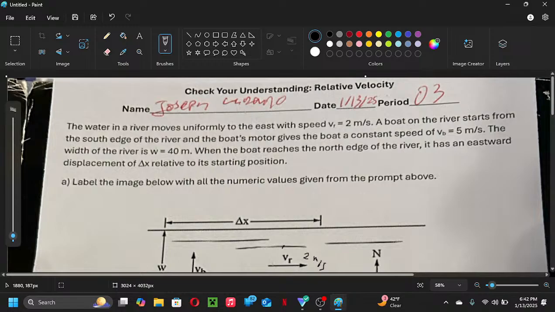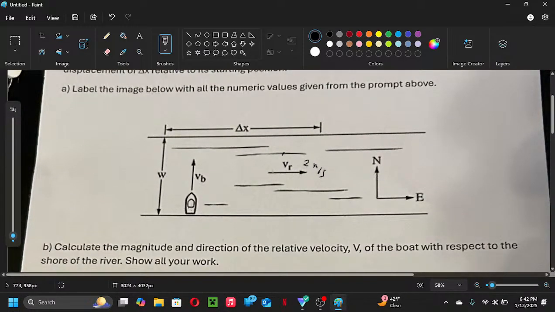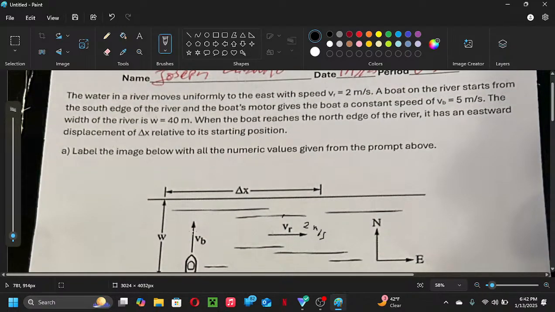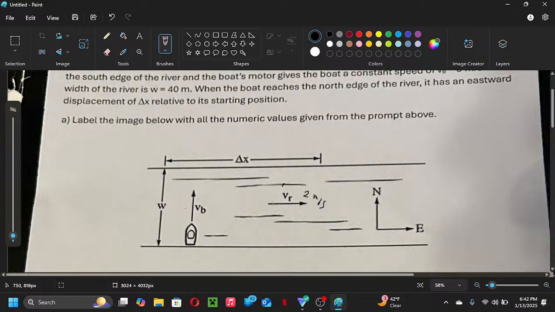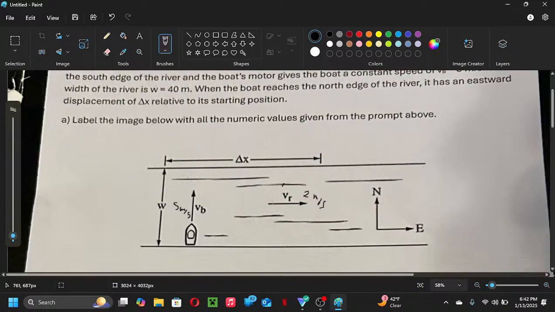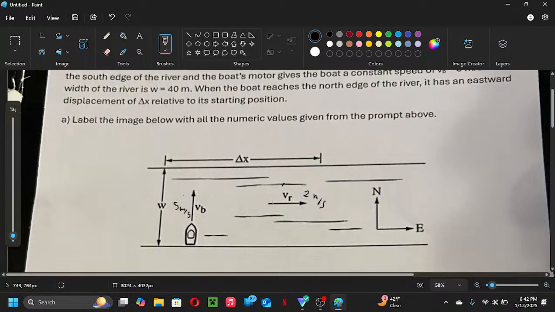And a boat on the river starts from the south edge of the river. So over here, this boat, they're talking about this boat. And the boat's motor gives the boat a constant speed of VB, 5 meters a second. So this is 5 meters a second. The width of the river is 40 meters, so this whole thing, W is equal to 40 meters.